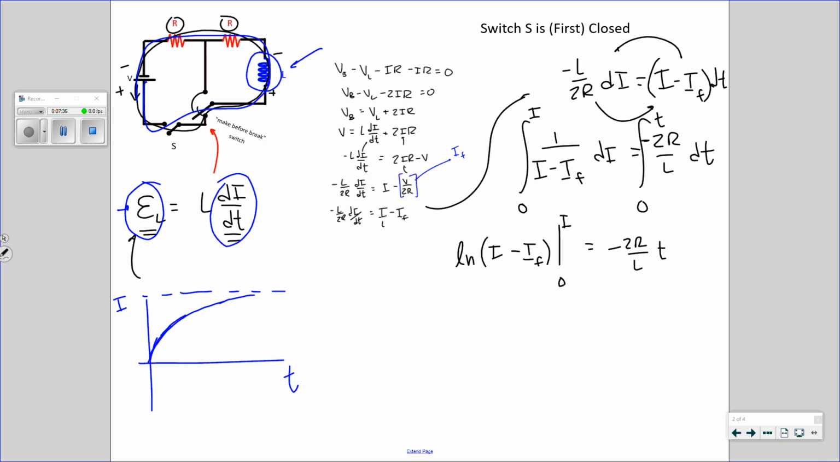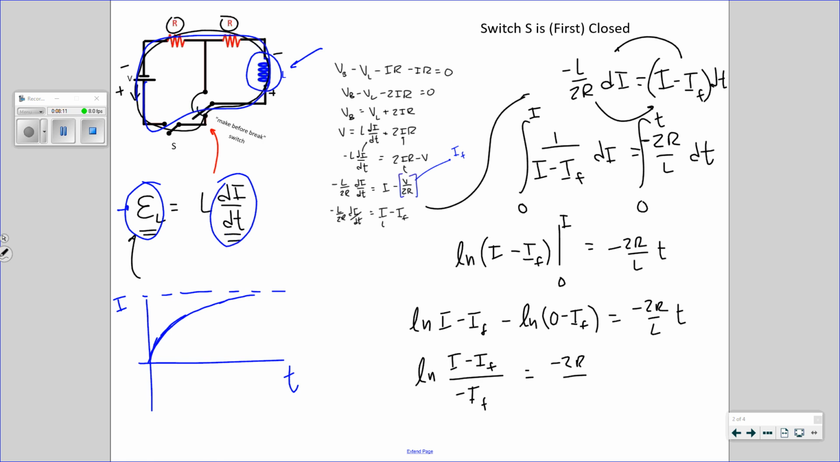Okay, so natural log of, let's evaluate when I is I, that's I minus I final, minus the natural log of 0 minus I final. This is exhaustive, which is to say that you might not write this in as much detail as I am, but that's okay. When we take the difference of two natural logs, that's the same as taking the natural log of their quotient. I minus I final over negative I final is negative 2R over L times t.